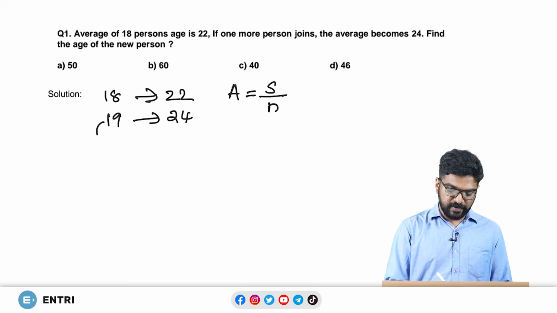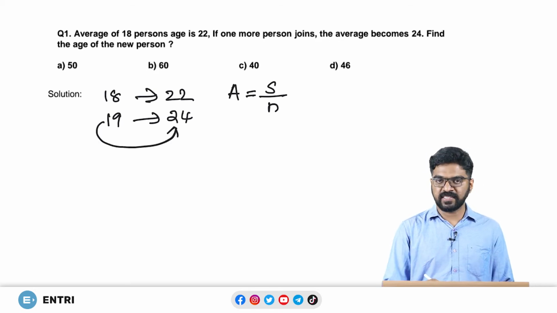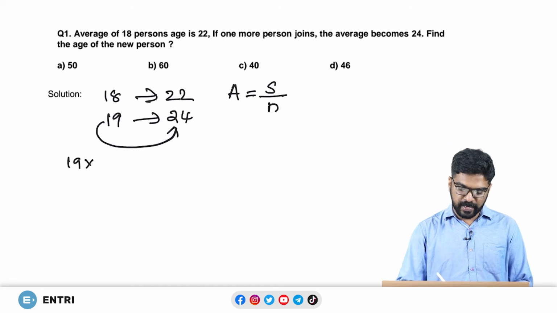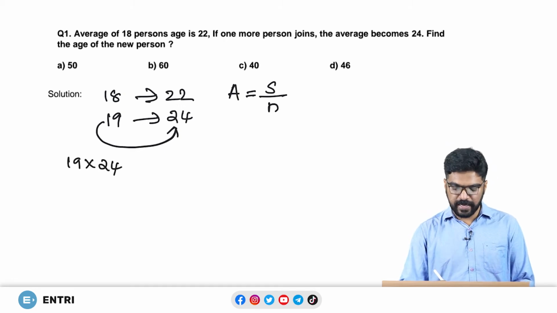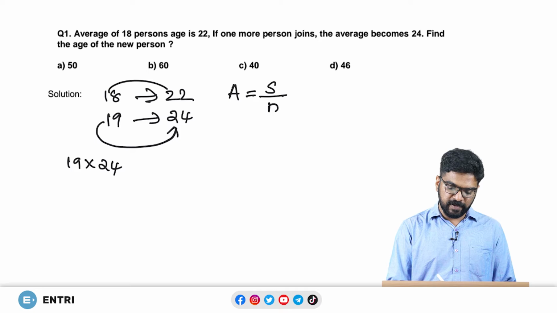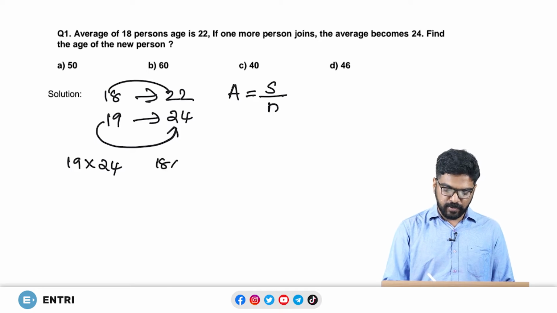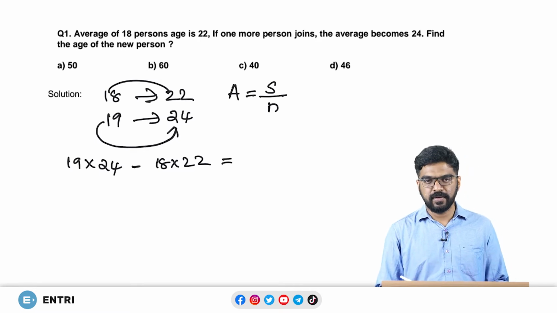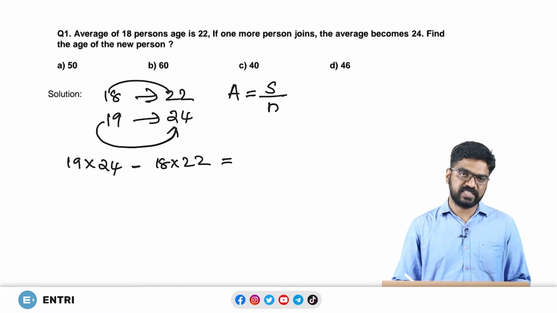So if there are 19 people and their average age is 24, the total age of these 19 people will be nothing but 19 into 24. Similarly, the age of these 18 people will be nothing but 18 into 22. Now this difference is what will be the age of the newly joined person. So this is how we typically solve the question.